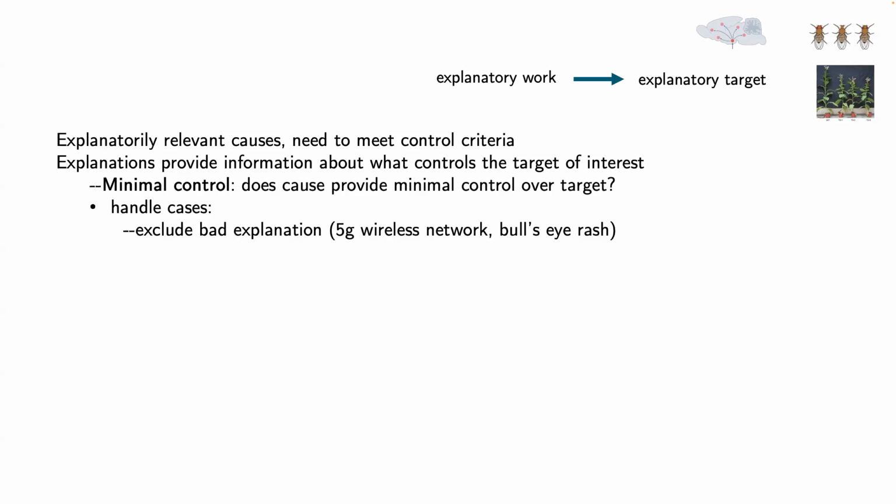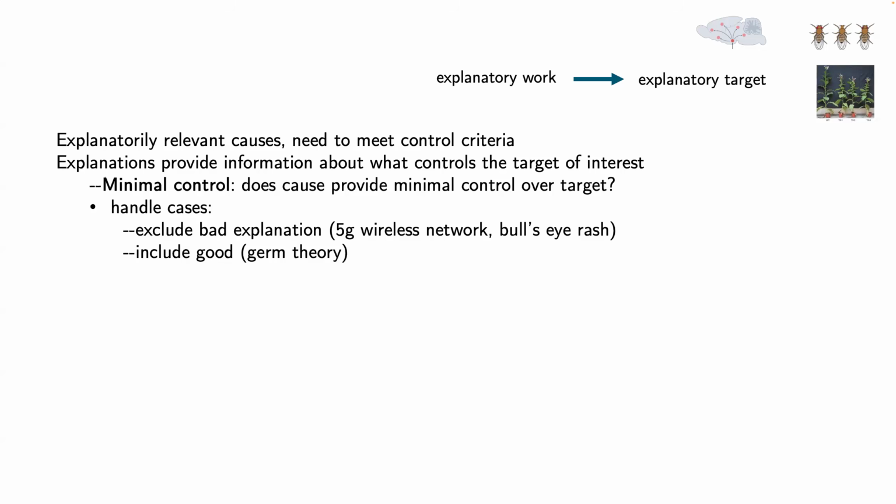If someone suggests that 5G wireless networks are a cause that explains COVID, or that a bullseye rash is a cause that explains Lyme disease, the way that we can capture how these actually aren't factors that should figure in our explanations is if you manipulate them, they don't give you any control over the target of interest, right? You can change whether someone has a bullseye rash, maybe you can cover it up, or you can paint on a rash, right? Think of different ways to intervene on and manipulate that rash. That's not going to give you control over whether a patient acquires Lyme disease or not. And same with 5G wireless networks. These aren't factors that are handles in the world that give you control over the explanatory target of interest.